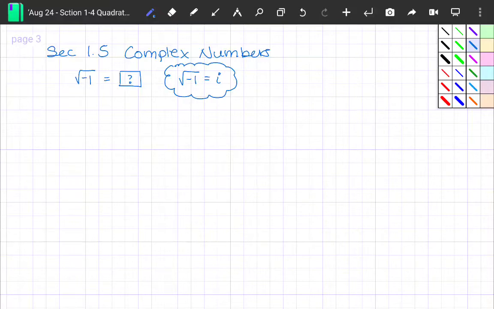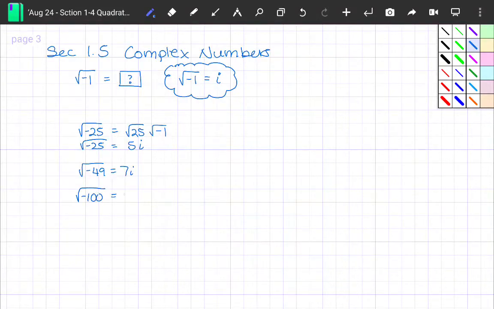All right, so then we know we can go ahead and do something like the square root of -25 by breaking it up into root 25, root -1. Square root of 25 is 5, square root of -1 is i, so the square root of -25 is 5i. So it turns out anytime you have a square root with a negative, you just tack an i on your answer. The square root of -49 is 7i. The square root of -100 is 10i. The square root of -27 is 3 root 3 i.